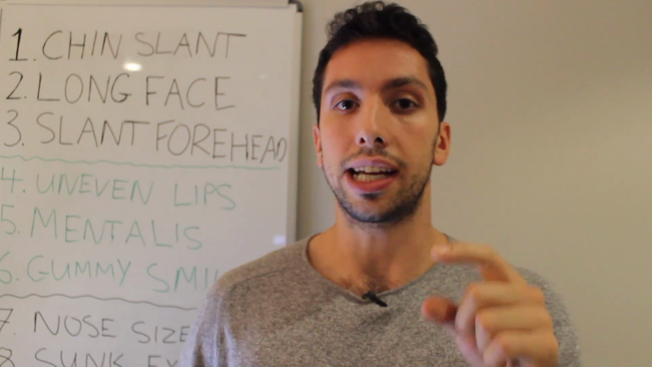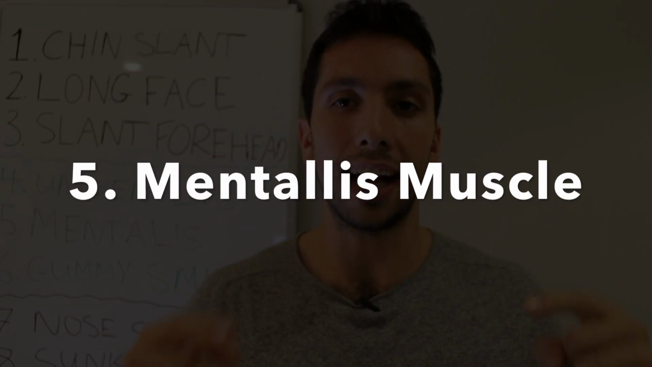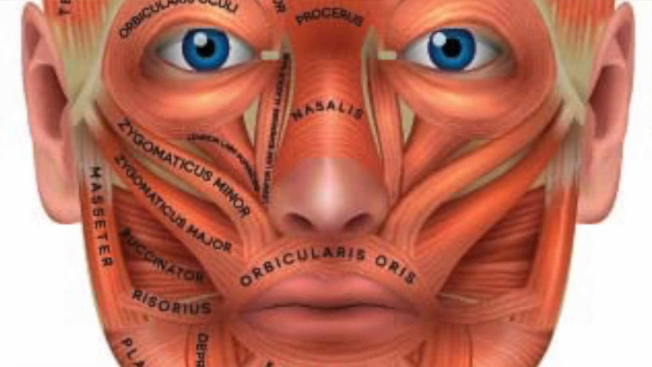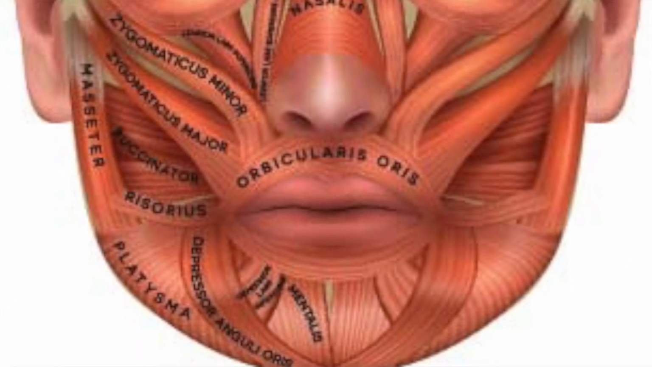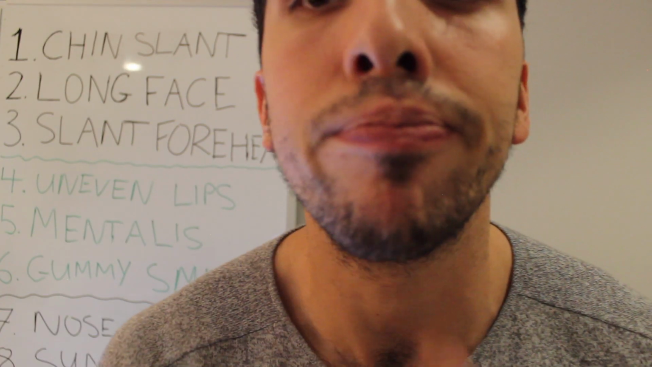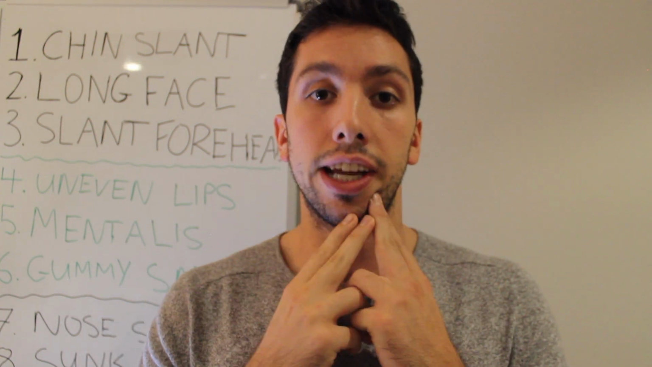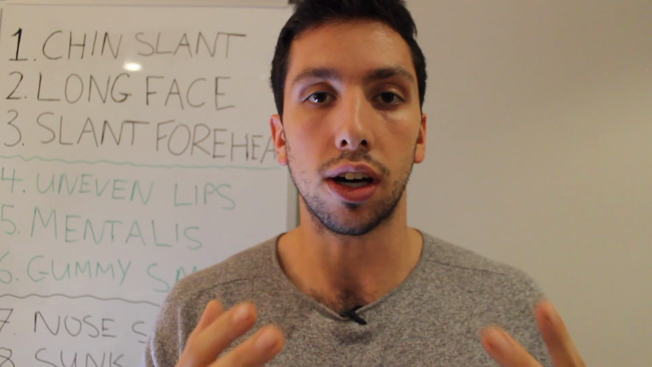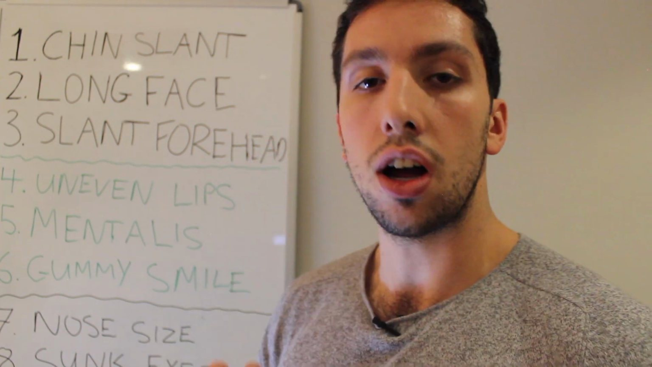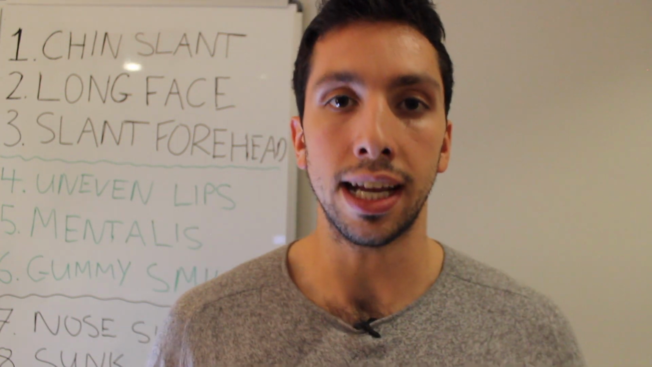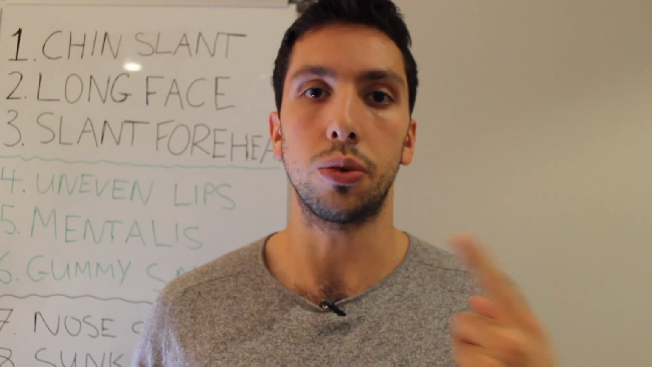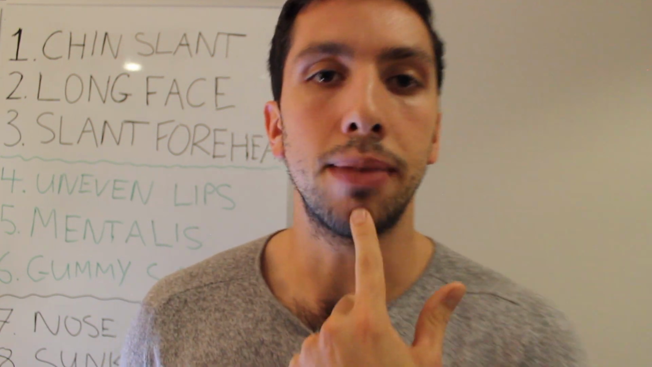Because number 5 is your mentalis muscle. What's the mentalis muscle? It's this little bumpy thing on your chin here. This muscle here. The reason that this mentalis muscle gets overworked is because our faces are long. When the face is longer than it should be, now the lips have to almost work extra hard in order to close. So another muscle is used, which is the mentalis muscle. Now what this muscle does is it pushes your lip upward.